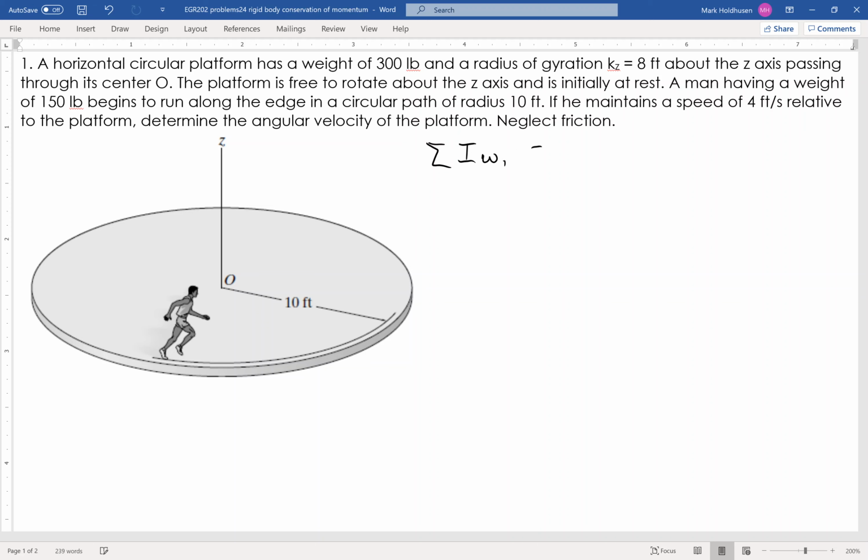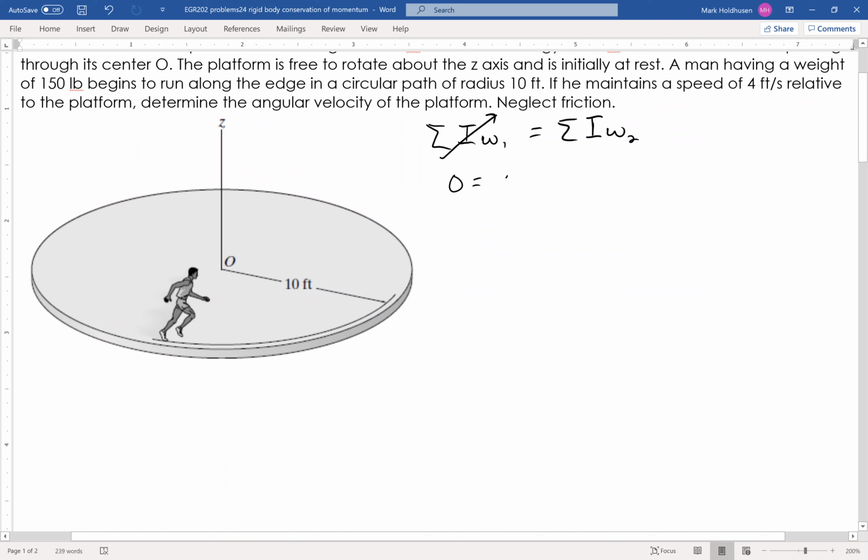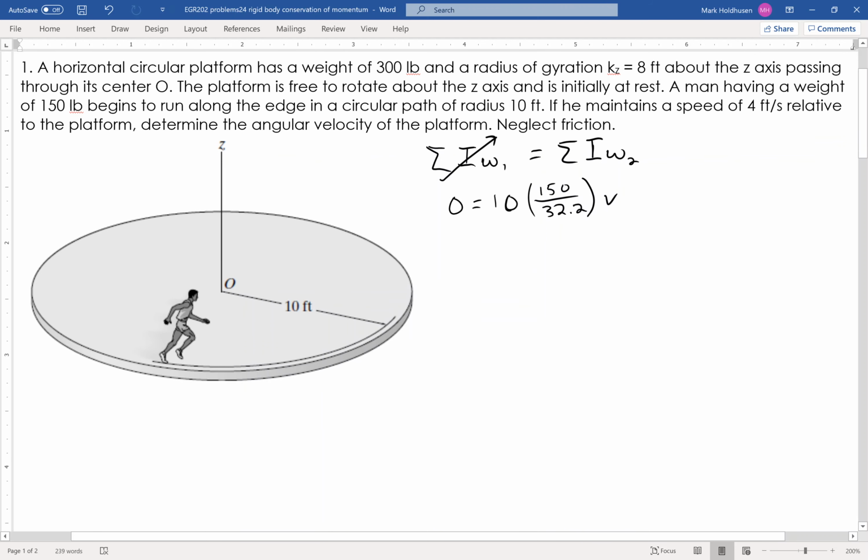the sum of the I omega 1s has to equal the sum of the I omega 2s. And everything begins at rest, so initially this all goes to 0, right? So we get 0, and then we have the man, which we're just going to assume is a point, so it's going to be R M V, where R is 10. His mass is 150 divided by 32.2, and his v we'll get to in just a second. It's not necessarily 4. Remember, it's a relative velocity, so we'll get to that in just a second.